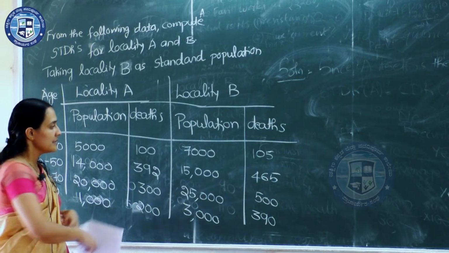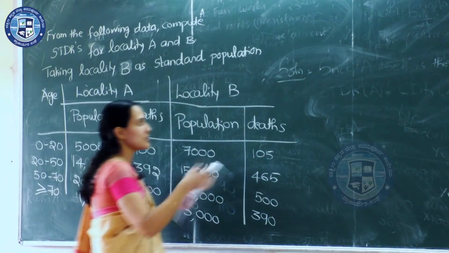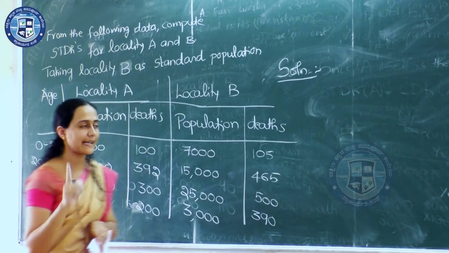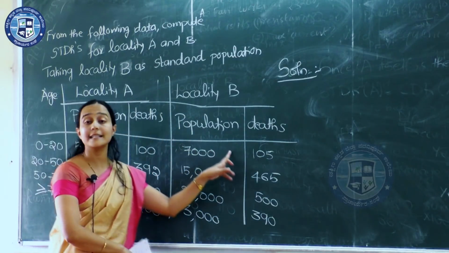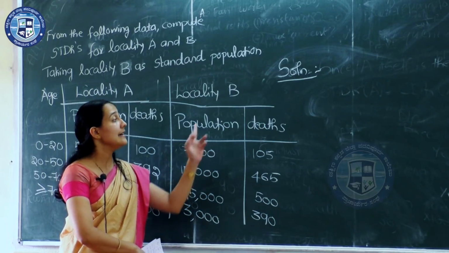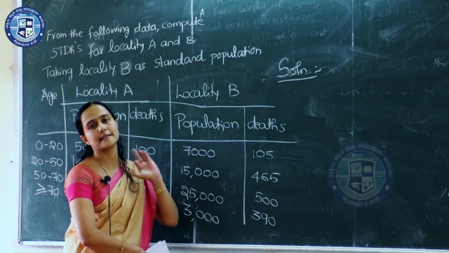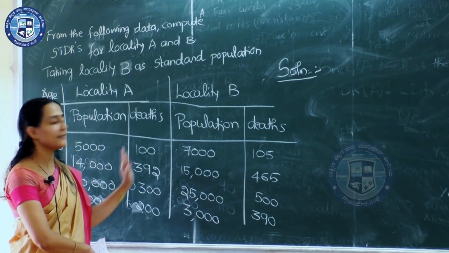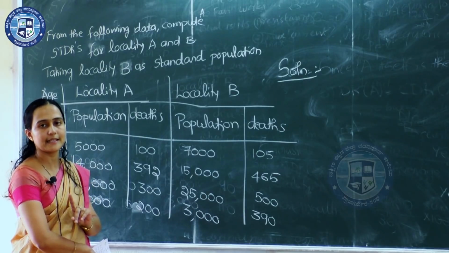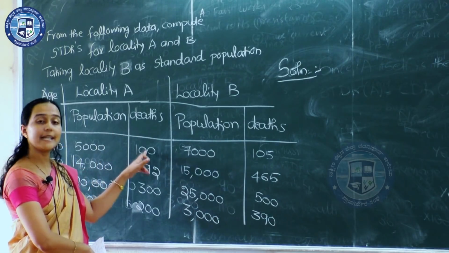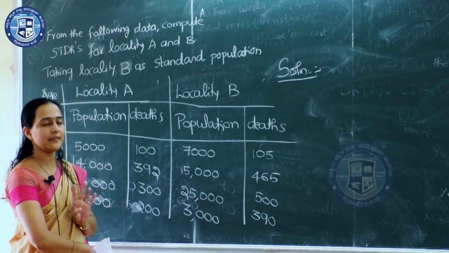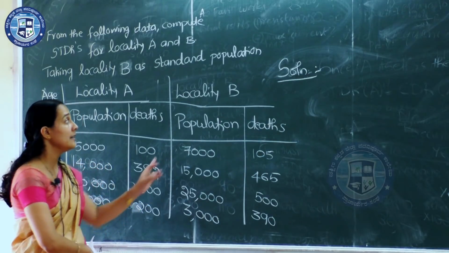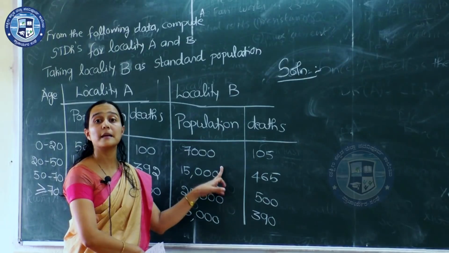standard population. So the solution is the same, only the difference is locality B is the standard population. Since locality B itself is the standard population, STDR of B is the same as CDR of B. STDR of A we have to compute. For that we have to compute the age specific death rate of the first population. Locality A's age specific death rate we have to compute. Locality B's age specific death rate no need to compute because STDR of B is the same as CDR of B.